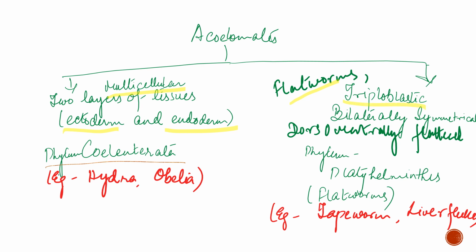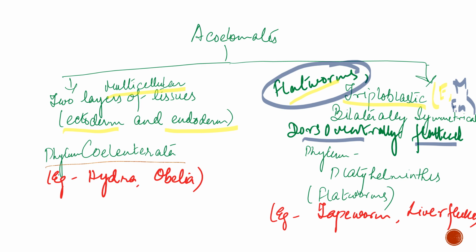In the previous slides we discussed that diploblastic means having only ectoderm and endoderm, and triploblastic means having ectoderm, mesoderm and endoderm, three layers. They are bilaterally symmetrical and dorso-ventrally flattened. So these are also called flatworms, under the category of Platyhelminthes. So acoelomates are divided into two categories: Coelenterata and phylum Platyhelminthes.